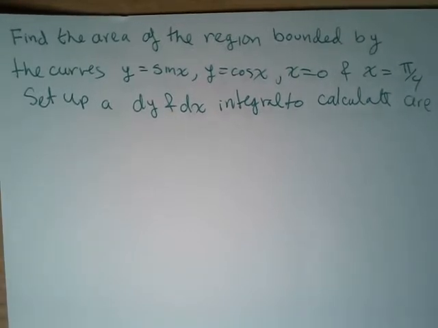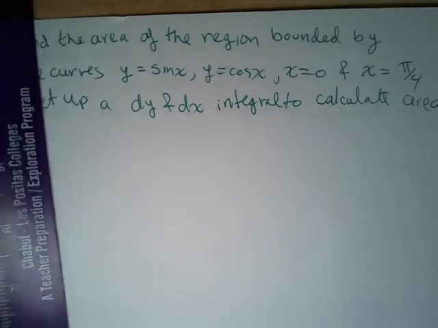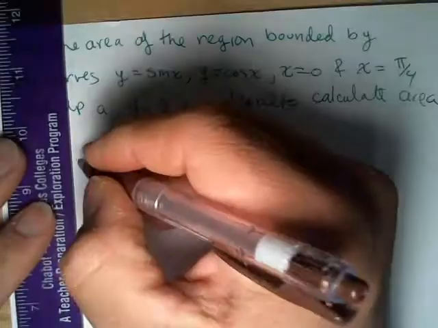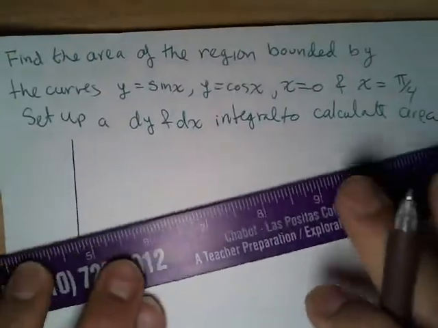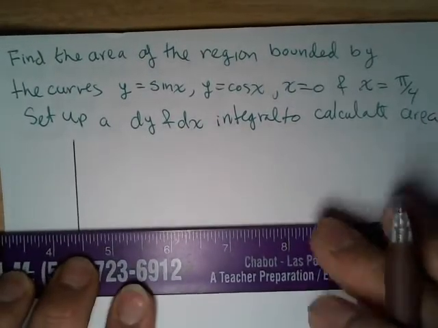Find the area of the region bounded by the curves y equals sine of x, y equals cosine of x, x equals 0, and x equals pi over 4. And I'm going to set up a dy and a dx integral to calculate the area. Okay, so first thing we want to start with is, let's start with a graph, right? We want to know what this actually looks like. So we're going to start by having a graph of the region here.